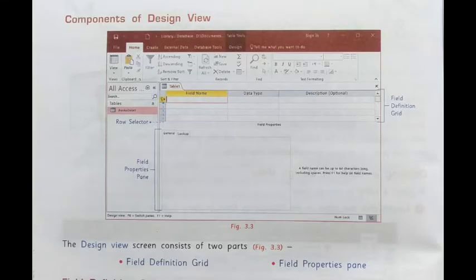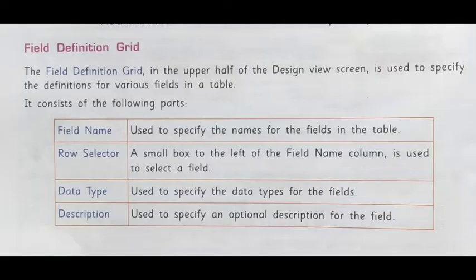Components of Design View. The Design View screen consists of two parts, Field Definition Grid and Field Properties Pane. Let us discuss Field Definition Grid. The Field Definition Grid in the upper half of the Design View screen is used to specify the definitions for various fields in a table.